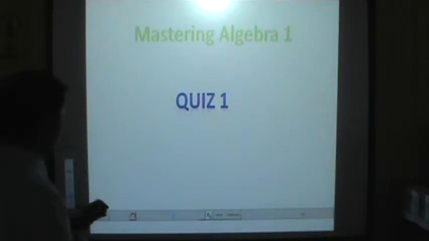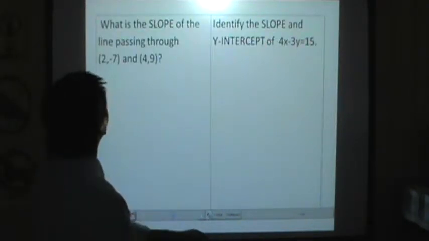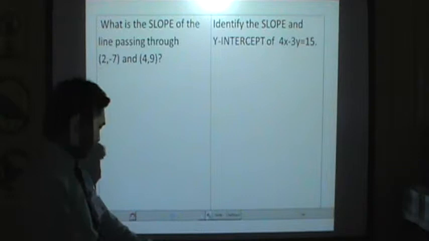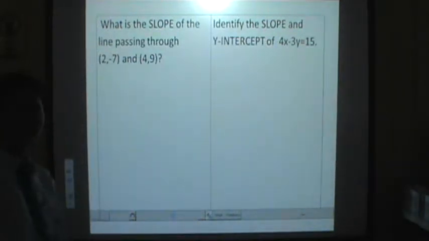Okay, for our quiz 1, regarding the linear equations and functions and relations, here for the first question we have: what is the slope of the line passing through points (2, -7) and (4, 9)?